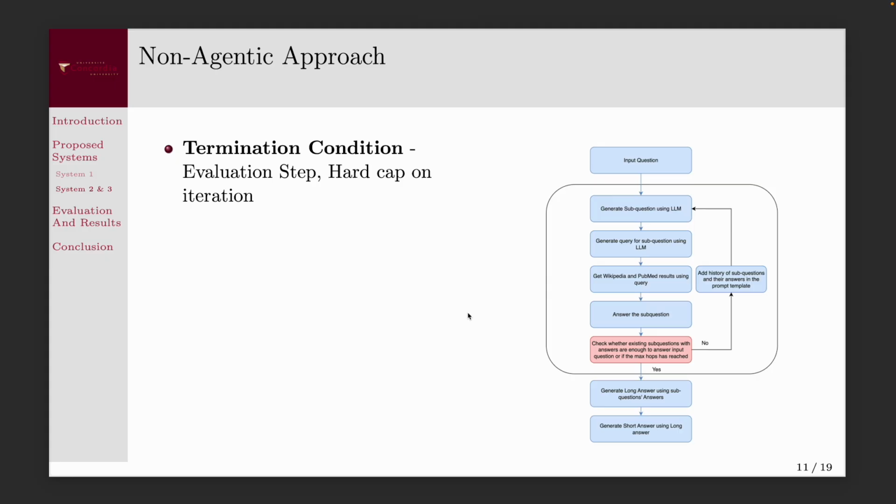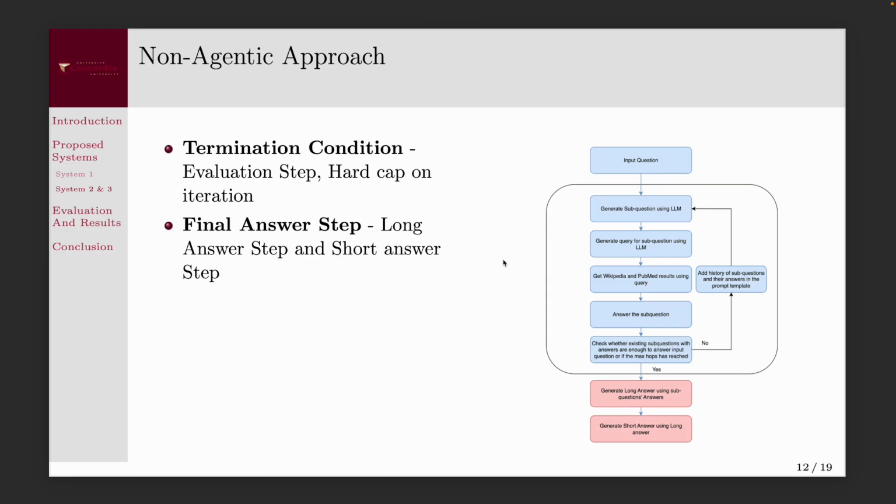So we had an evaluation step that uses the LLM at the end of the loop that will check if the history of sub-questions and their answers is enough to answer the main input question or not. If it's not the case, it will try to formulate the next sub-question using the history of sub-questions and their answers in a prompt template. All these steps use the LLM except the information retrieval step. So this is what the termination condition is all about.